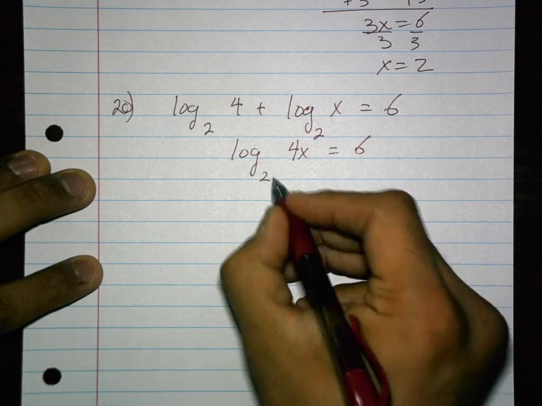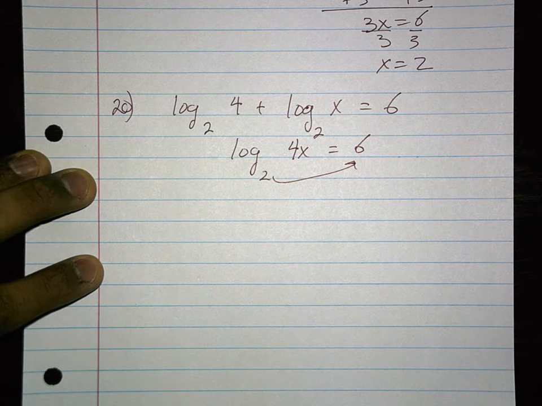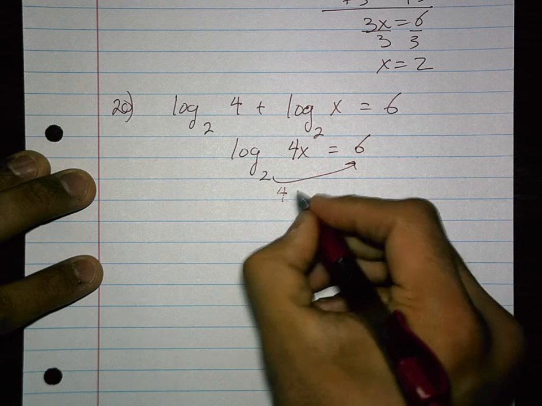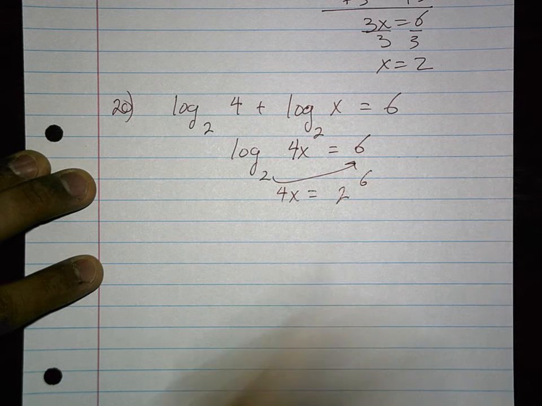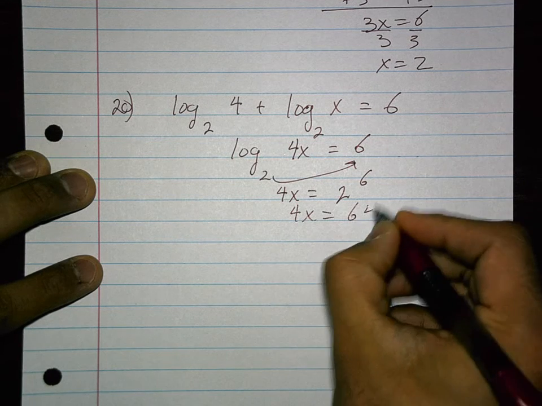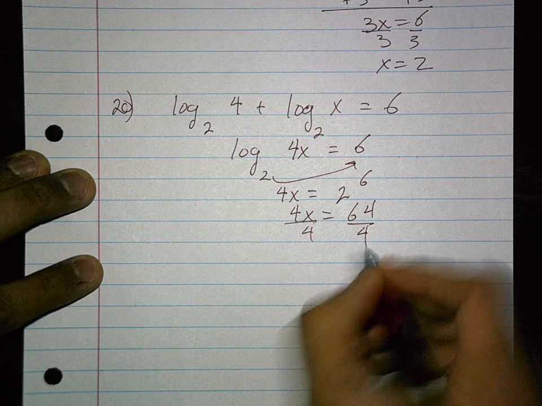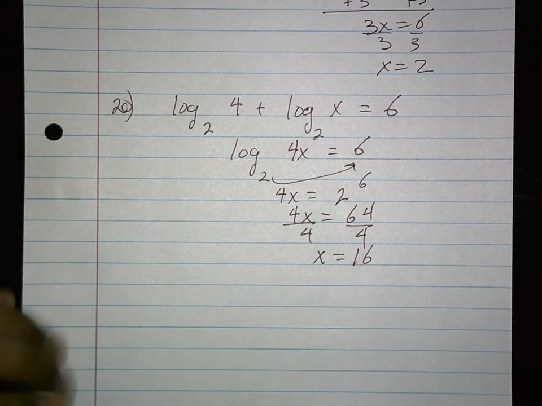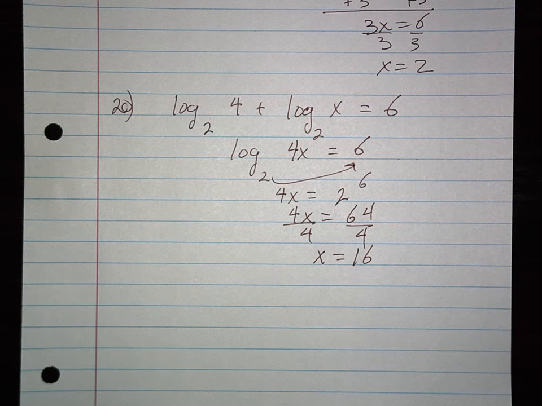Okay. Now I'm going to convert to an exponential here, right? And this gives us 4x equals 2 to the 6th. 2 to the 6th is 64. Divide by 4, and x equals 16. Okay. Look at the next one, number 21. Same type of problem.